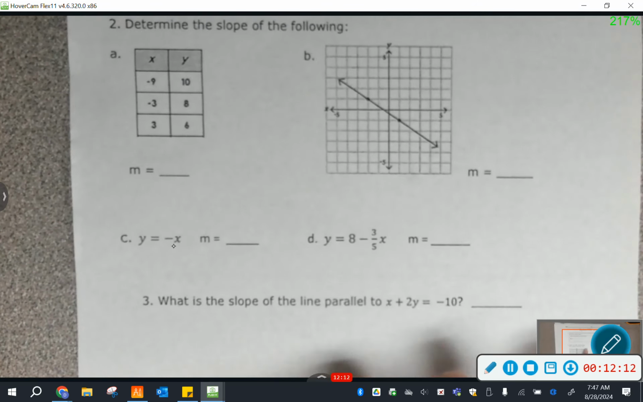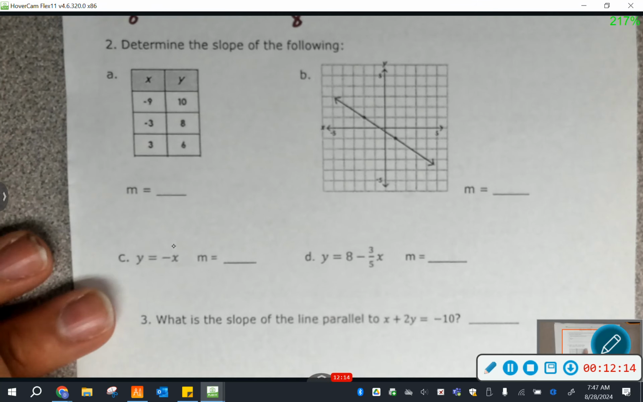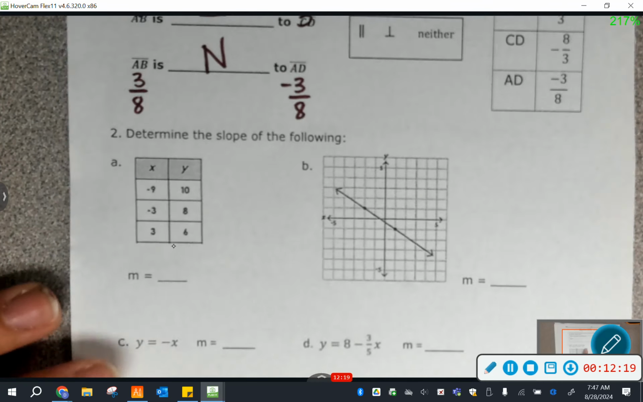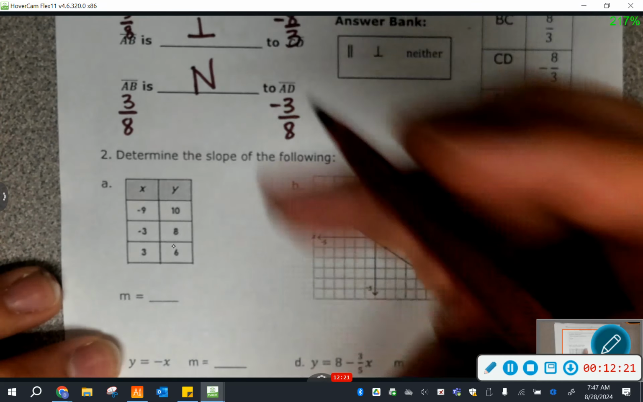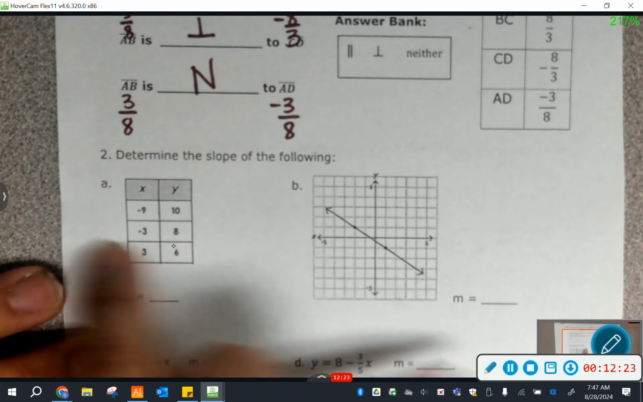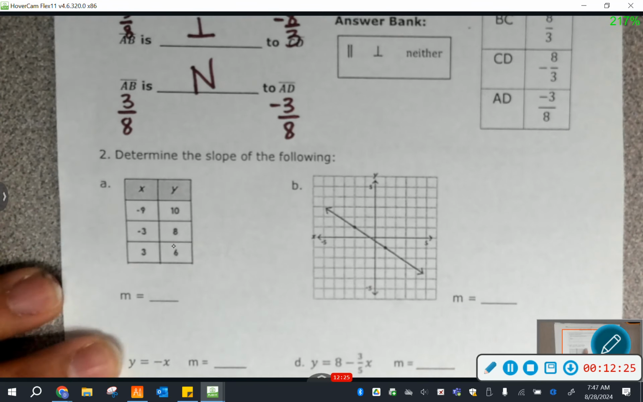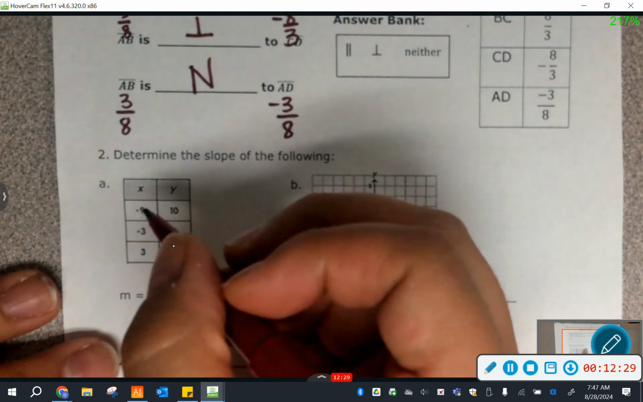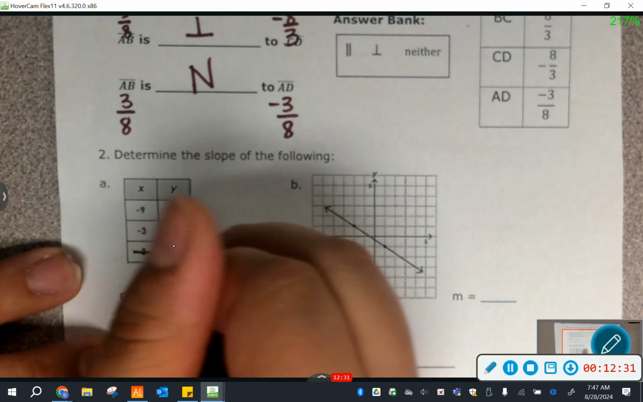Determine the slopes of the following. How do you do this on a table? And I'm going to actually, you can cross out one of the points. You don't need all three. Which one do y'all want to not? Did y'all do the top two? Yeah. Okay. I'm just going to cross this out.